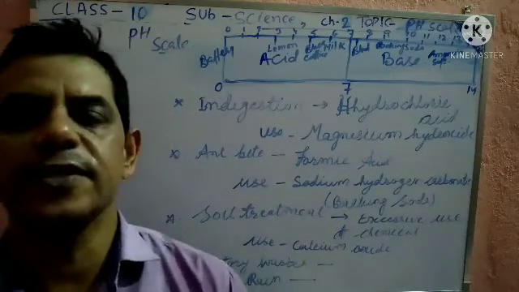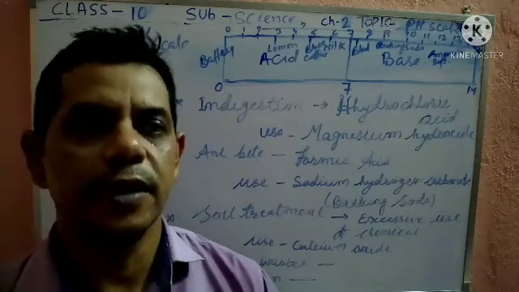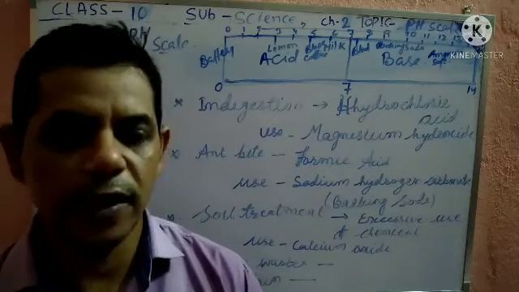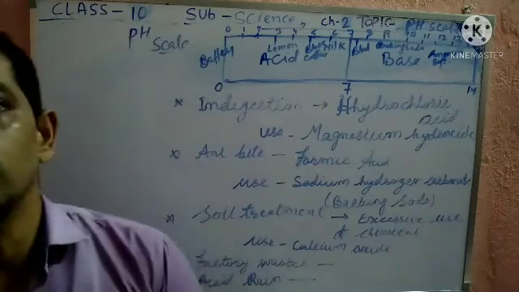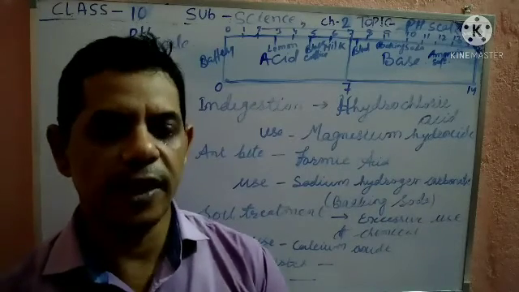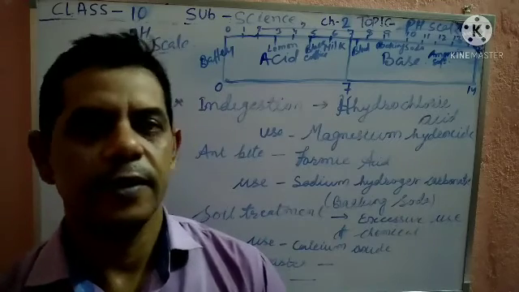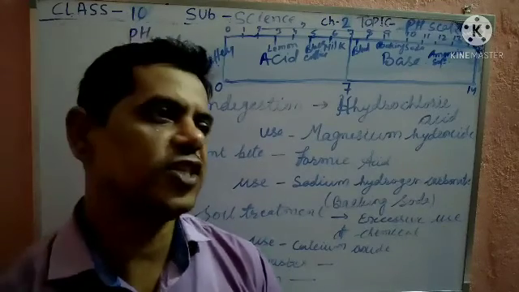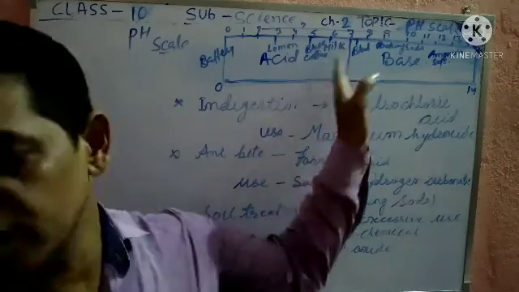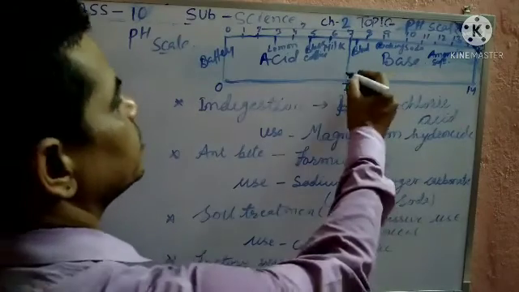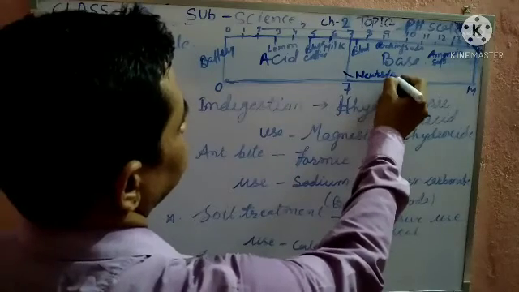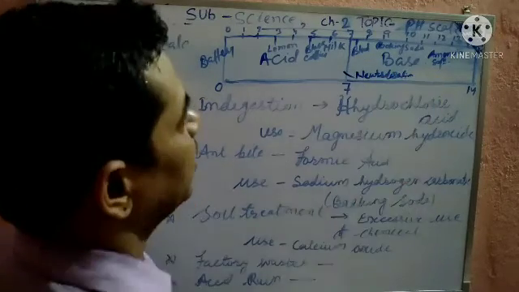The pH scale is numbered from 0 to 14, and 7 is the neutral point between 0 and 14. NaCl, the salt, is at 7, where the power of hydrogen is 7. That is neutralization, the neutral value.